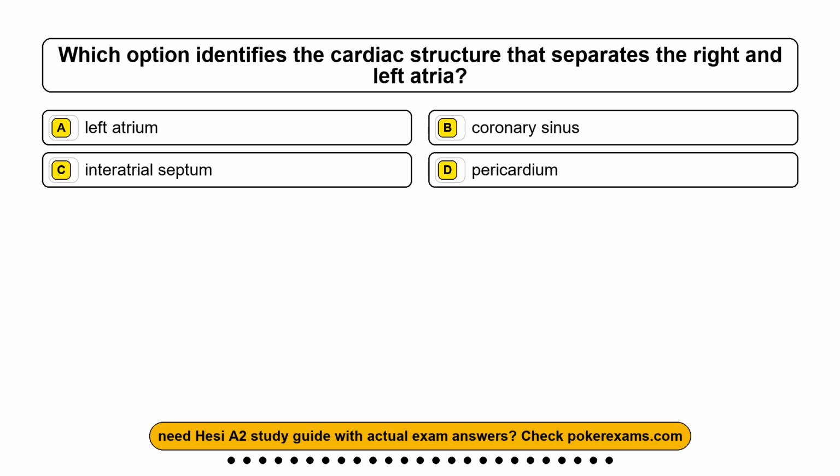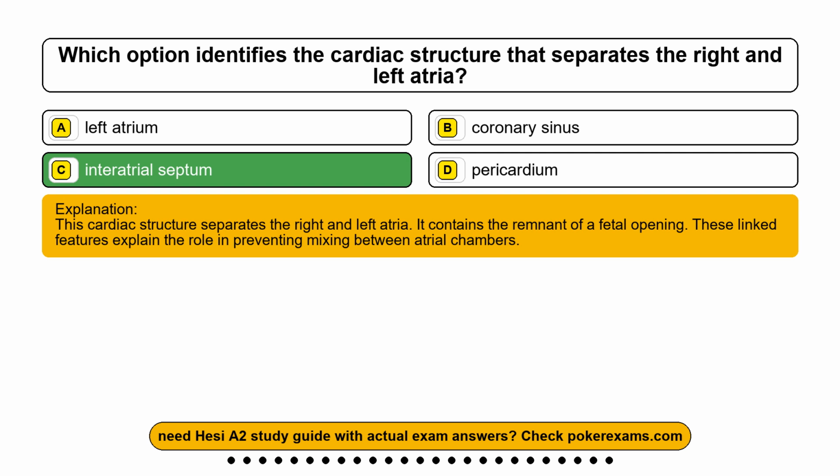Question 11. Which option identifies the cardiac structure that separates the right and left atria? Option A, left atrium. Option B, coronary sinus. Option C, interatrial septum. Option D, pericardium. The correct answer is option C, interatrial septum.